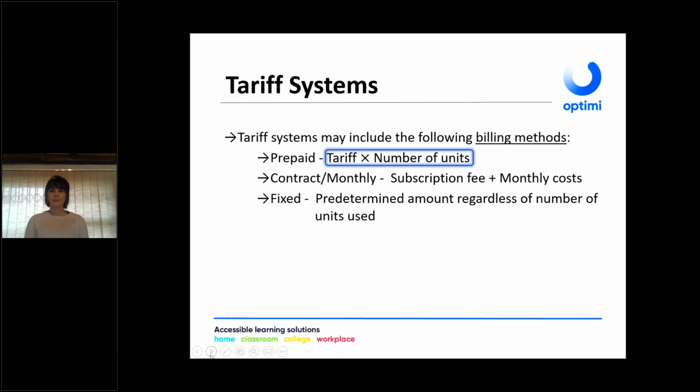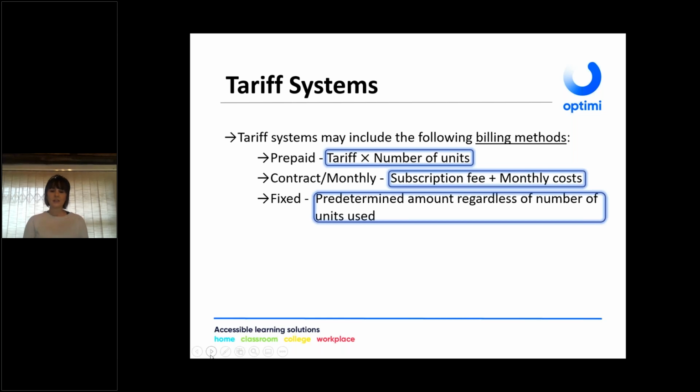The next billing method is a contract or monthly billing method, which includes a subscription fee as well as monthly costs, and you add these 2 values together to give you your total monthly amount. Then the last billing method is a fixed billing method.